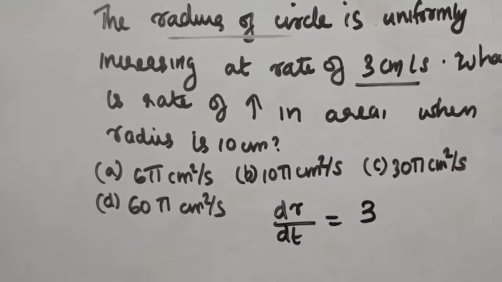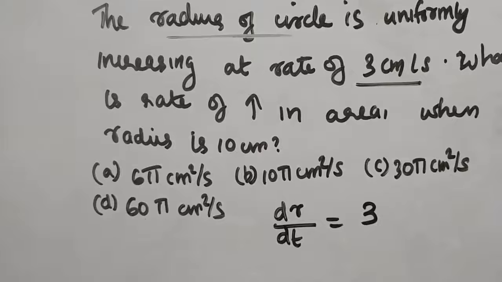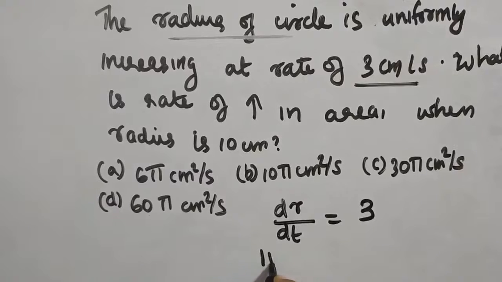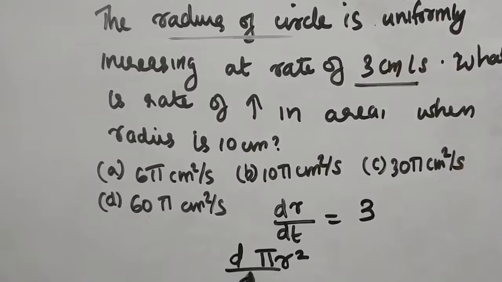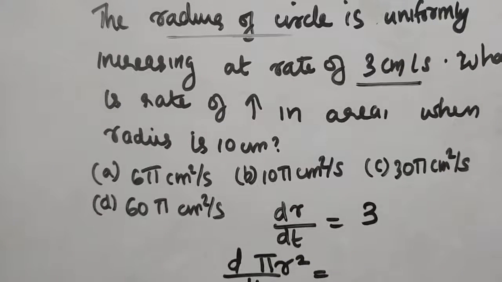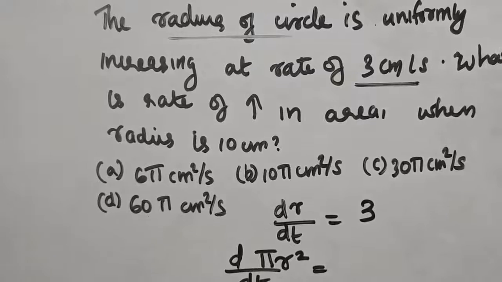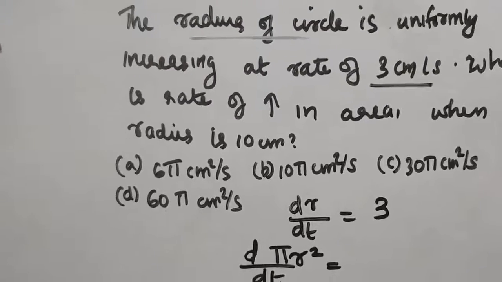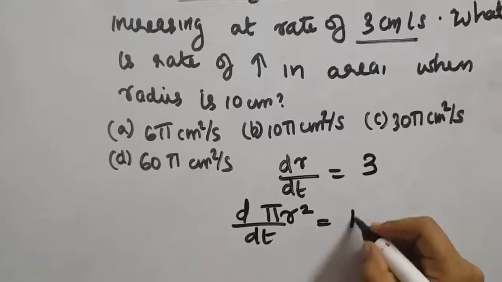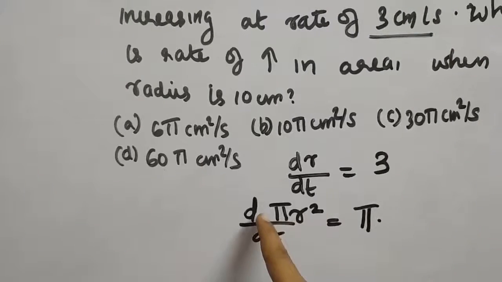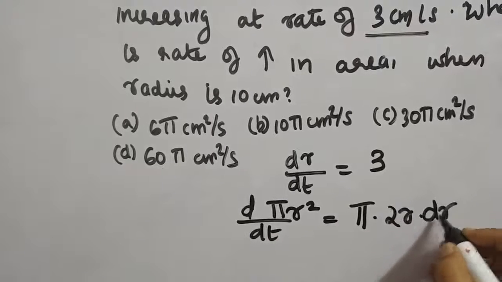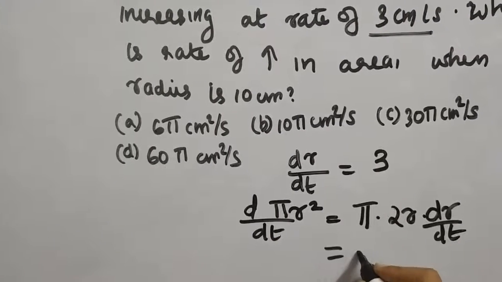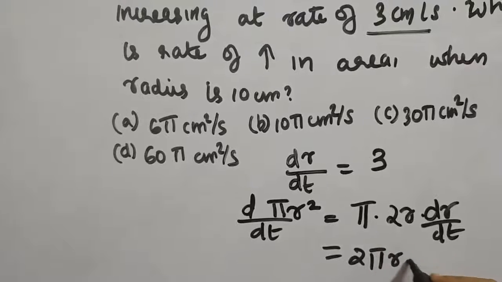Now what is the rate of increase in area? This is a circle, right? So the area of the circle is given by pi r square. So we have to find d by dt of pi r square. Pi is a constant. What is the derivative of r square? 2r into dr by dt. So that is 2 pi r into dr by dt.